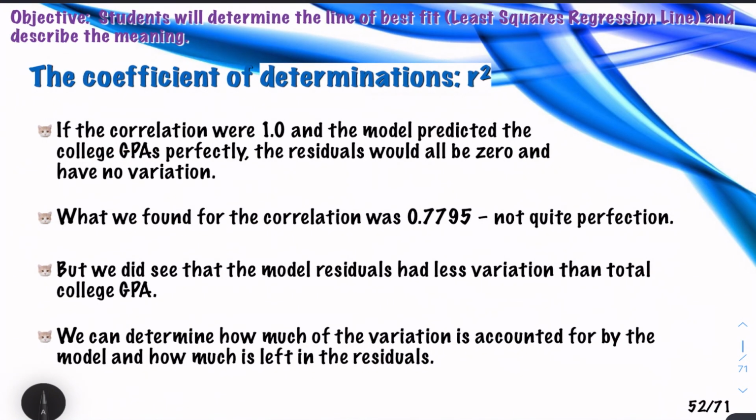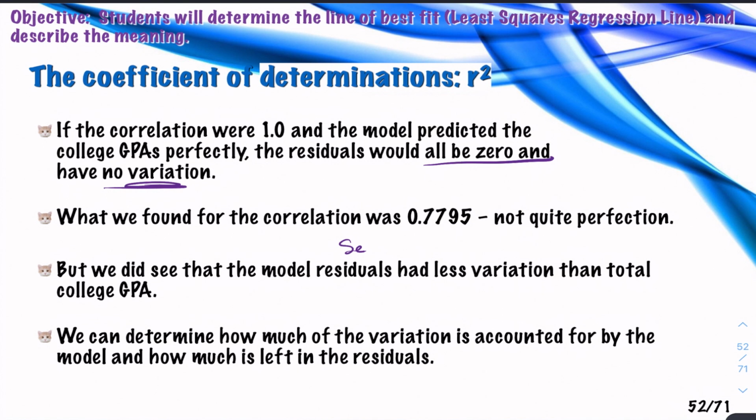So this R-squared term: if the correlation were 1 and the model predicted the college GPAs perfectly, the residuals would all be 0 and have no variation. If it's a perfect model, then everything falls on that line. There is no scatter, there's no variation. But we found that the correlation was 0.7795, which is not quite perfection, but that's a moderately strong to very strong relationship. So we did see that the model residuals have less variation than the college GPA.